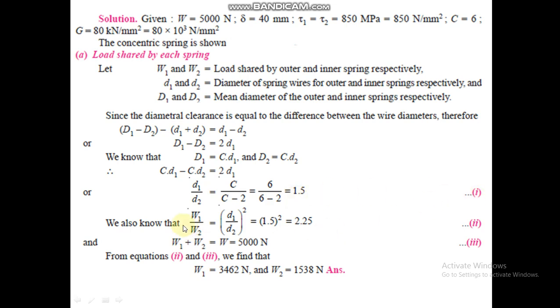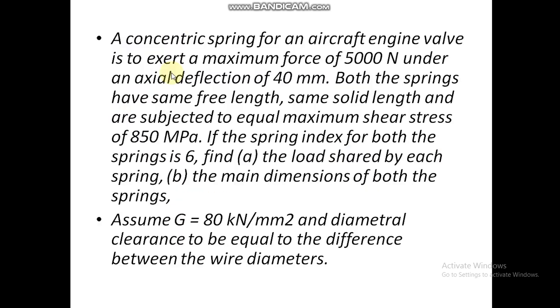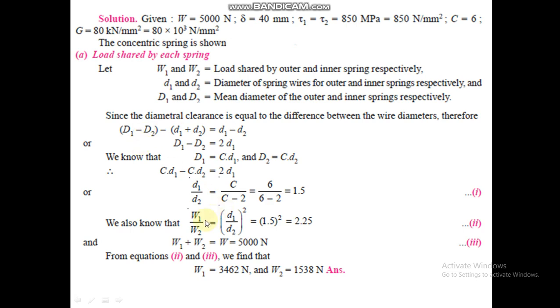So we know that we have discussed the formula that w1 by w2 is equal to d1 square divided by d2 square. We just apply the formula, that is w1 by w2 is equal to d1 square over d2 square. So we have calculated d1 divided by d2, that is 1.5. We put the value here and the answer is 2.25. So the ratio w1 and w2 is 2.25.